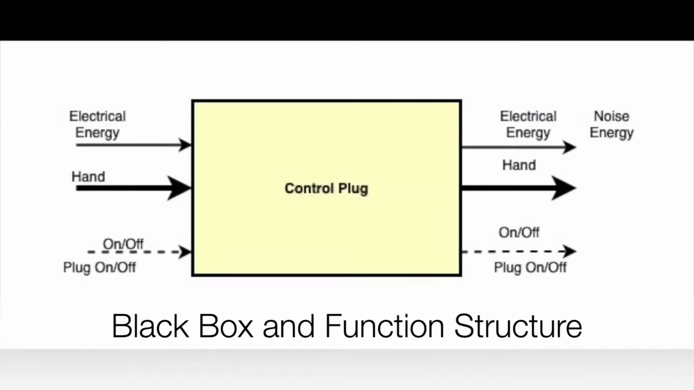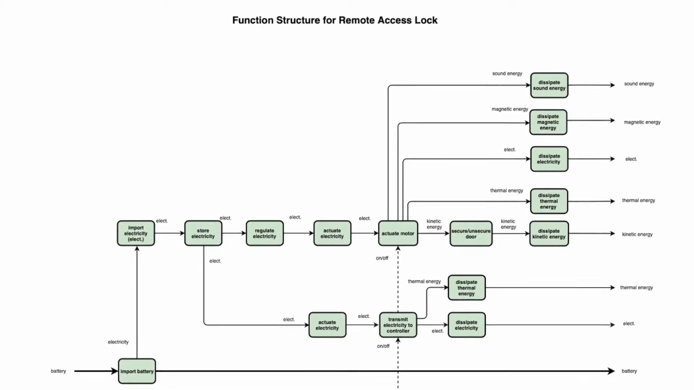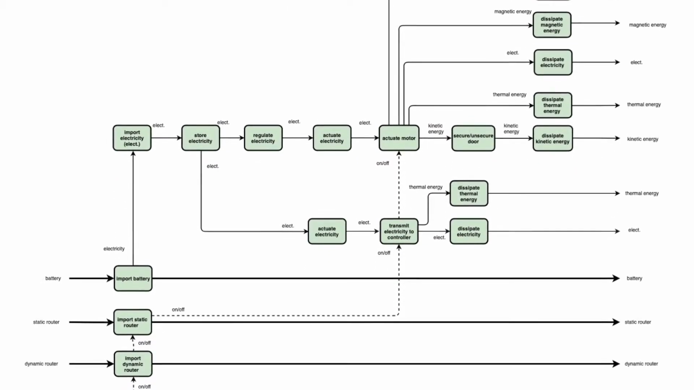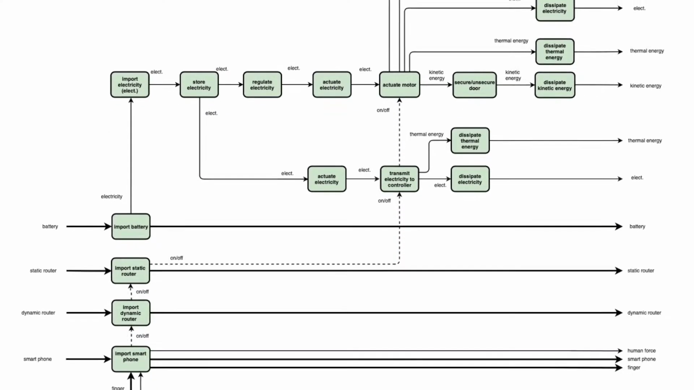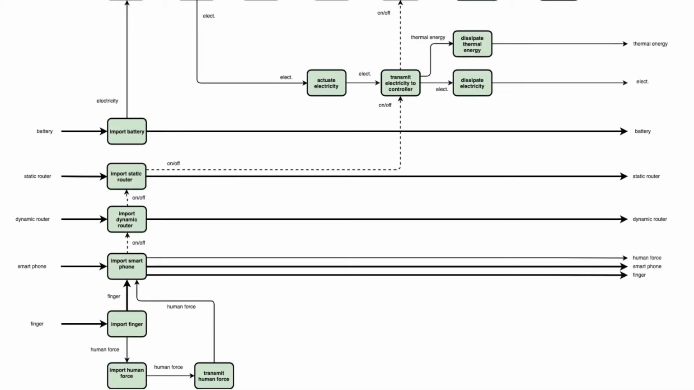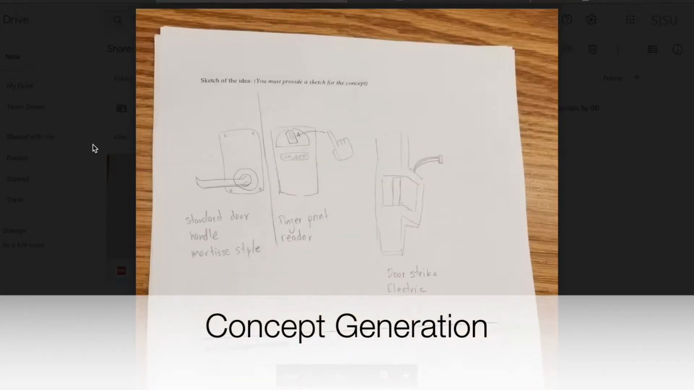The following task was determining the black box model of the product to understand the number of input and output materials, energy, and signals being used in the product system. The function structure is prepared to understand the flow of energy, materials, and signals inside the product system. It also gives us a better in-depth understanding of the different functions taking place for the completion of the main function of the product. The task of concept generation was next in line.